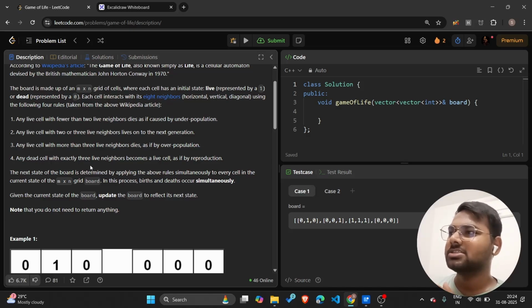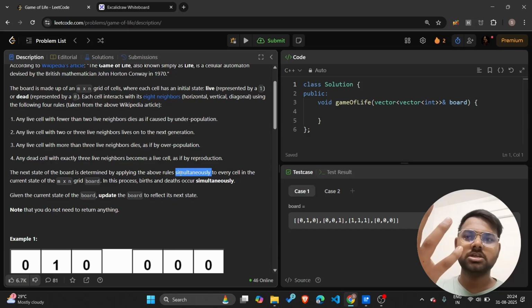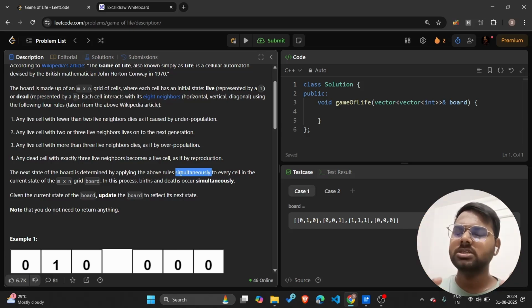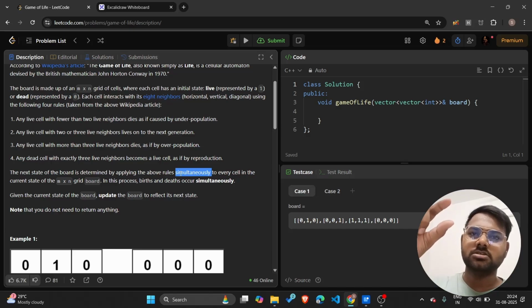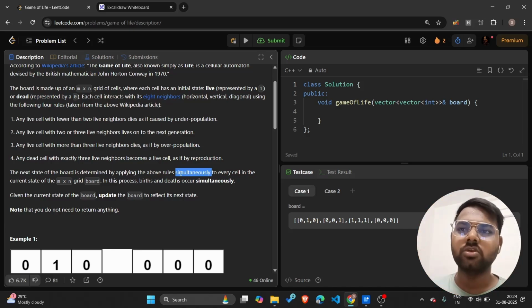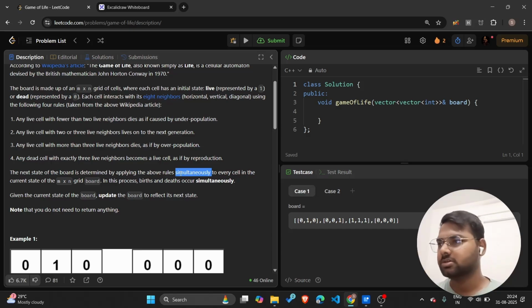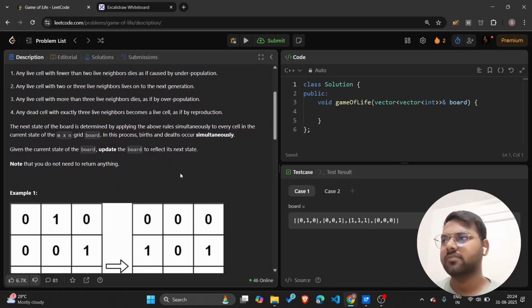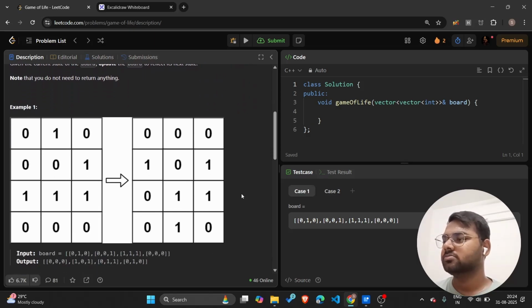So the next state is going to be determined by applying these four rules simultaneously. We have a particular state and the rules are going to apply at once. It is not going to be one cell, then another, then another. We are going to move over the whole grid, and it is applied as a whole at once. So we have to give the next state and we have to update that particular board in place. We are not going to return anything, we are going to change that particular board.